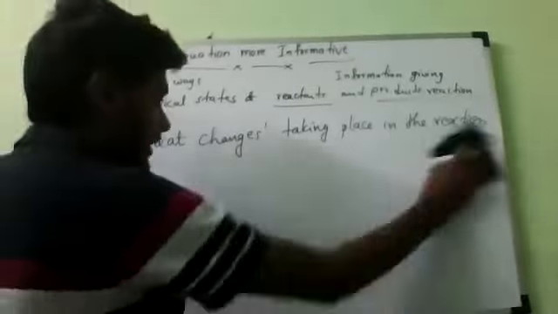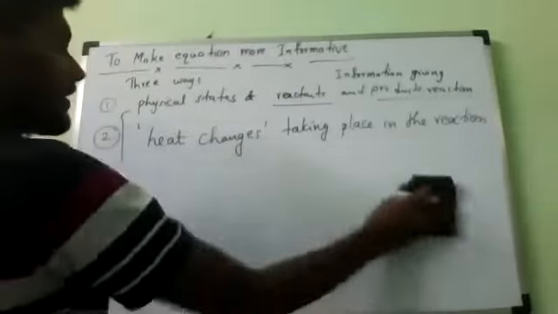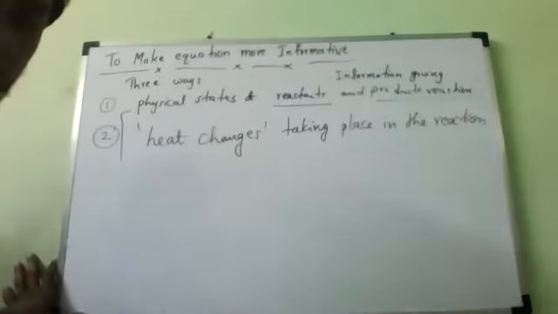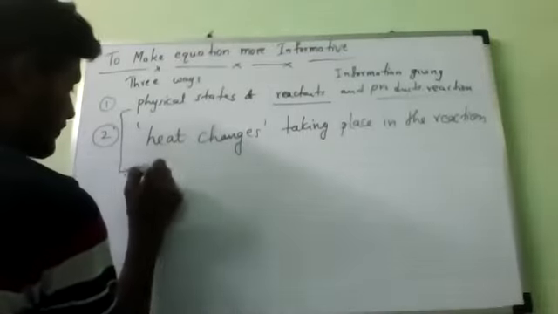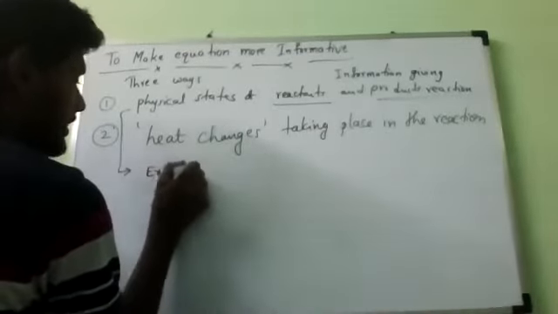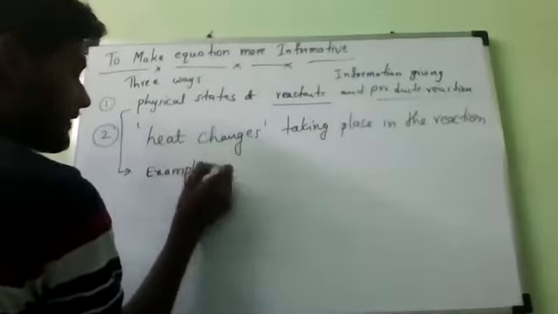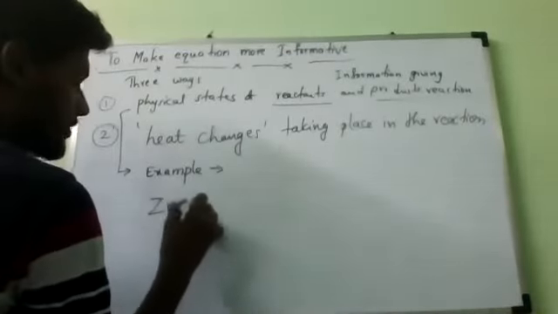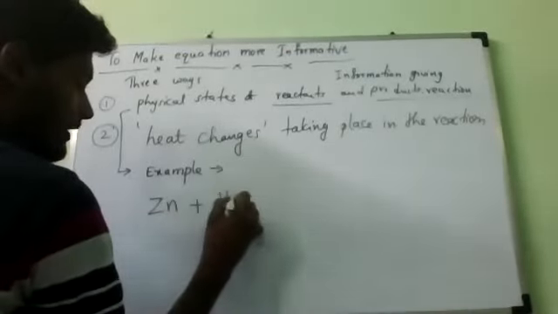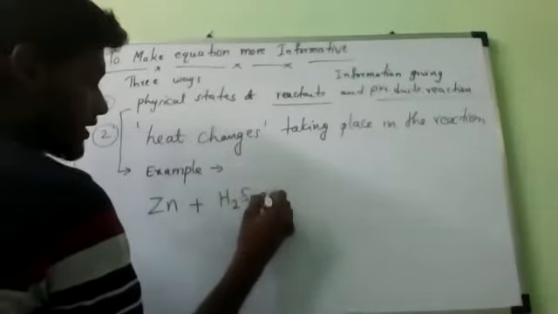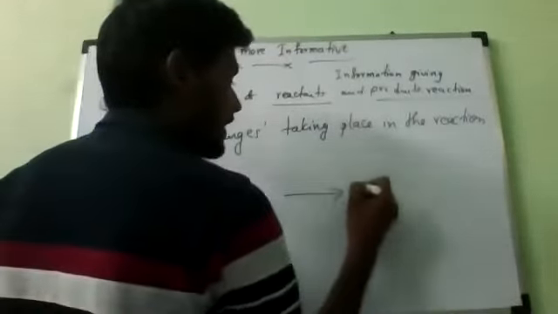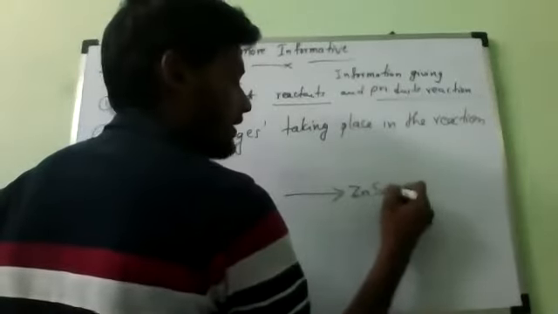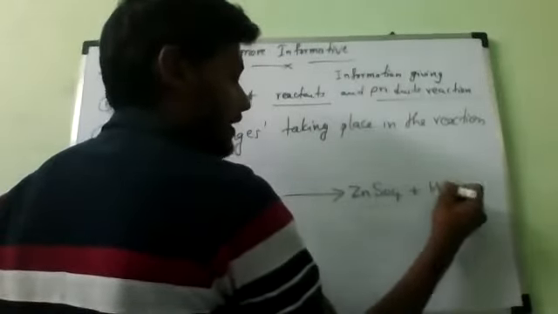Tell me the reaction. You are studying from first, correct? Zinc reacting with sulfuric acid, what will form? Example for the first one: zinc reacting with sulfuric acid. Zinc is reacting with sulfuric acid, H2SO4, which will give you ZnSO4, zinc sulfate, plus hydrogen gas.